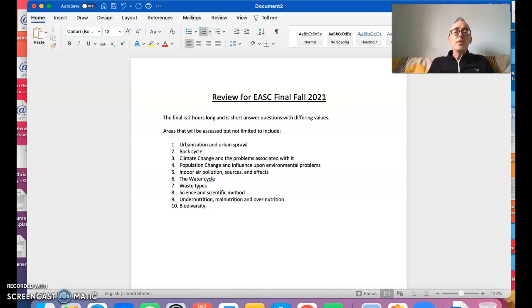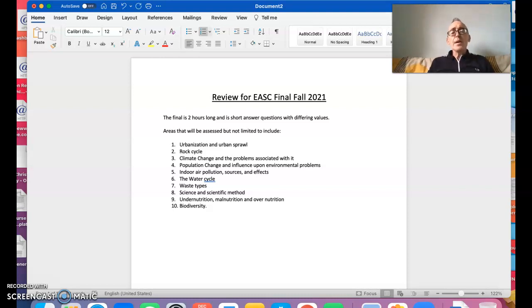So the first thing you need to look at is urbanization. We talked about urbanization. You've done urbanization within your previous tests. So what is urbanization? What is urban sprawl? So you need to look into some of these things.